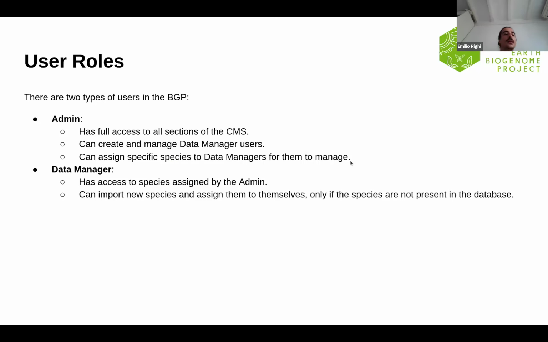To further control the collaboration between the researchers, there are two main types of users in the Biogenome Portal. One is the admin, which has full access to all the CMS. Let's say that it has all the CRUD actions enabled, and is as well authorized to create and manage data manager users, and then can assign specific species to these data managers. While a data manager has access only to the species assigned by the admin, but can as well import new species, and the imported species will be assigned to themselves, only if the species is not present in the database. Otherwise, they will be unauthorized to access or manage the species.